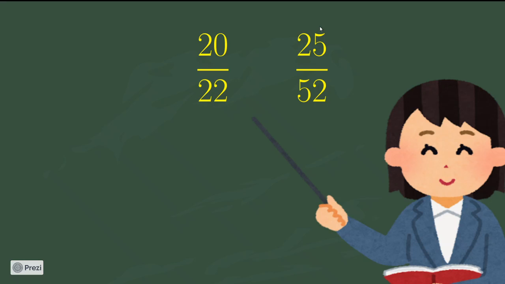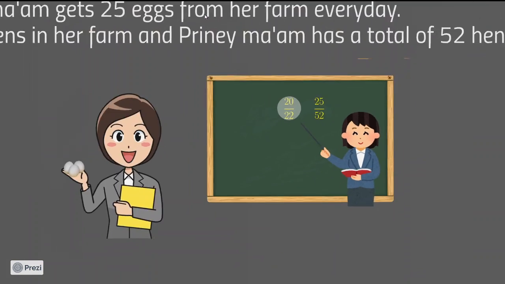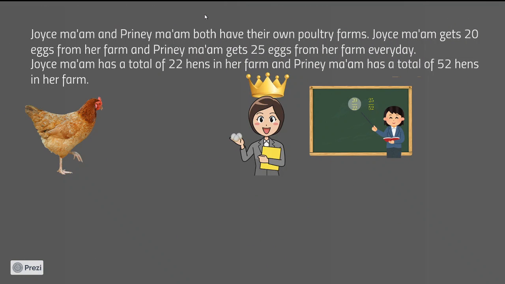Now it looks a little different, right? Till before it looked like Prinny ma'am was getting 25 eggs, but now doesn't the situation look a little different? Joyce ma'am only has 22 hens, and from that 22 hens she's getting 20 eggs. Good enough. But Prinny ma'am has 52 hens, and from that 52 hens she's only getting 25 eggs. So we can see that this is a more successful amount, and therefore Joyce ma'am is more successful, and let us give her the reward. Okay, so what do you see here?